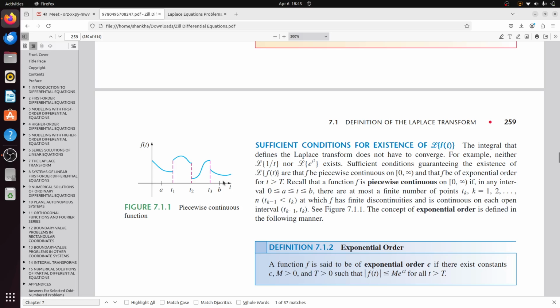So that means this is piecewise continuous, because this function can be broken into piecewise parts. Those are actually continuous.